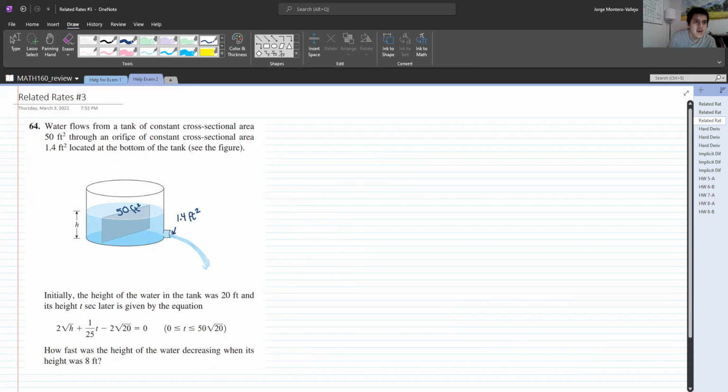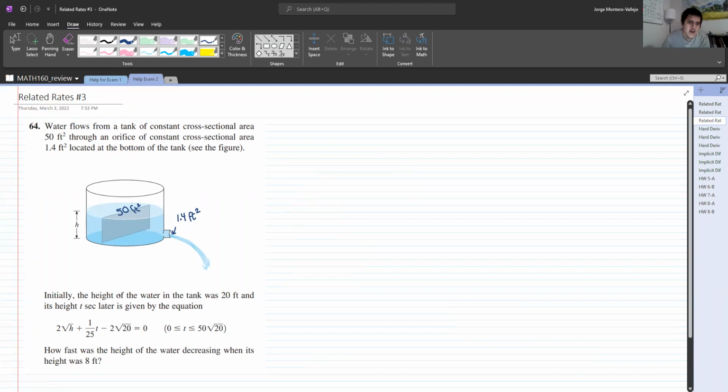sheet. And here we have water flows from a tank of constant cross-sectional area, 50 feet square. So this is the tank, right? And that's the water. What they mean by cross-sectional area, they mean this circle over here. Okay, so that circle over there has area 50 feet square. And so this is the tank, and the water is coming out of it through an orifice of constant cross-sectional area of 1.4 feet square. So that's the area of the circle here, the hole. That hole has area 1.4 feet square, located at the bottom of the tank. See figure. Okay, so that's what we are working with.